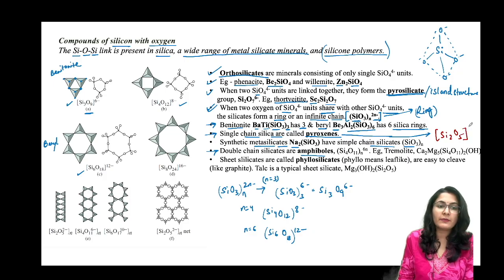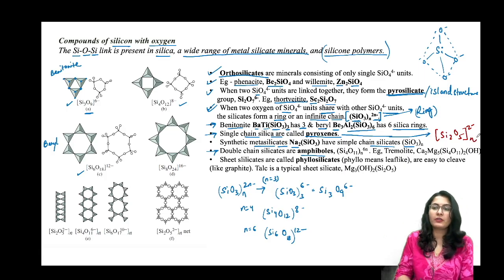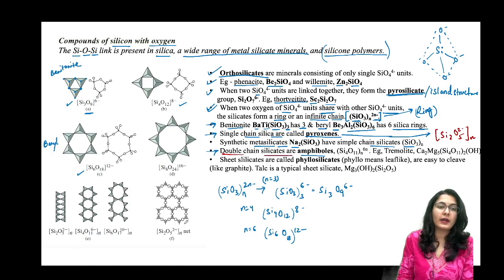Si2O5 2 minus whole n, I guess. This is going to be the repeating unit. I should write the 2 minus inside because that is going to be the repeating unit of the single chain silicate. Let's write the single chain silicate pyroxene properly, whole n. When you are having double chain silicates like this one, they are going to be amphiboles. They are going to have this formula, this one. These are amphiboles. And what is an example? Tremolite, calcium magnesium silicate, which is having this formula.